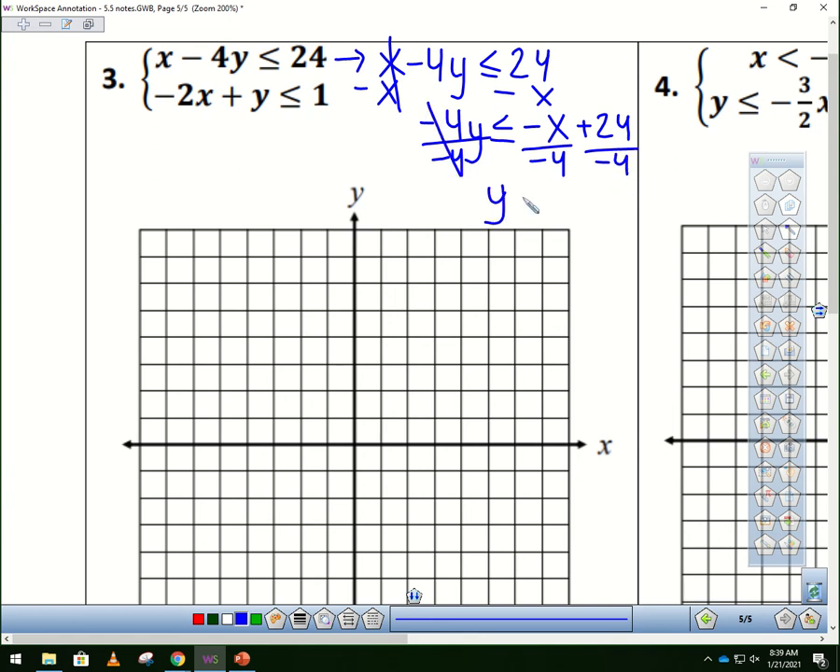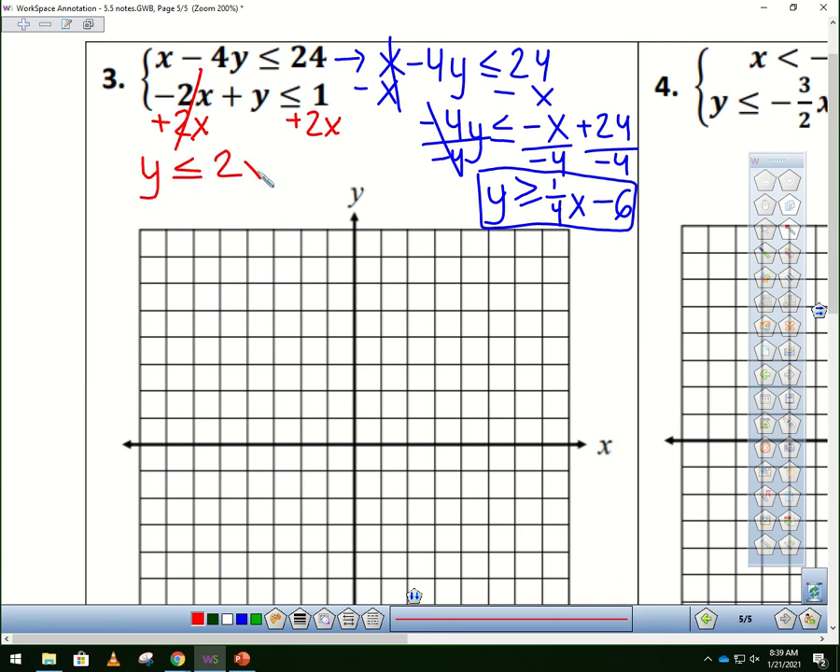And we get y. What happens when I divide by a negative? I have to do what with my inequality? Flip it. Good. So it's y is greater than 1/4 x minus 6. That's your new equation. That's the one we're going to use to graph. Now for this one right here, I'm going to add 2x to both sides. And that's going to give me y is less than or equal to 2x plus 1. And those are my 2 equations that I can use to graph.